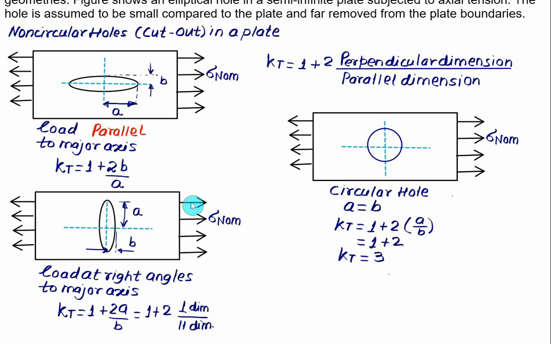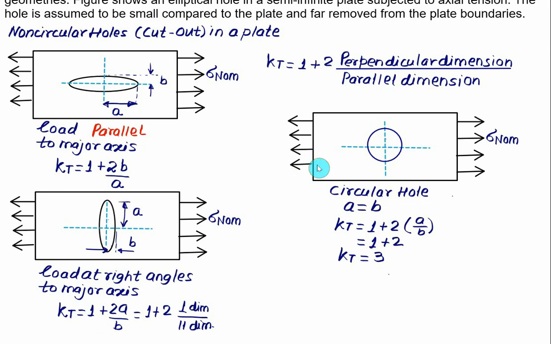So you have to first check the direction of the stress, that is the load, and then you have to select the perpendicular dimension. This time the perpendicular dimension will be equal to a, and the parallel dimension is b. So we have kt equal to 1 plus 2 times a by b.